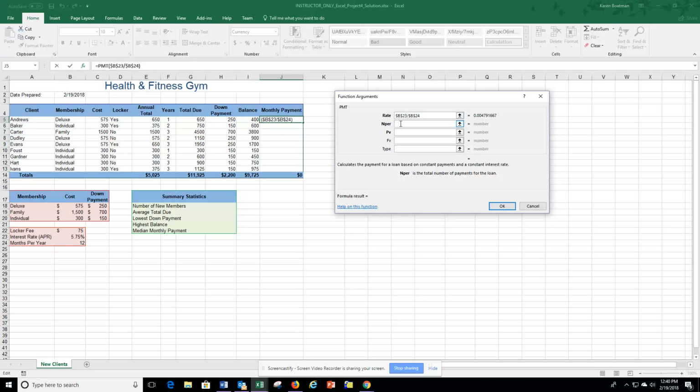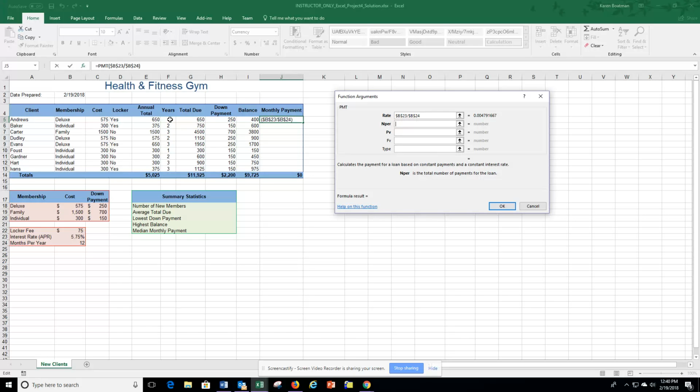Now, number of payments. We notice on our sheet that some people have a 1 year membership, some people have 2, 3. So we need to take into account that some of these guys are going to be paying on this loan for more than 1 year. We need to fill in a formula to help figure out how many payments they are going to make over the lifetime of their loan. So number of payments is going to be based on how many years they have this loan financed for.